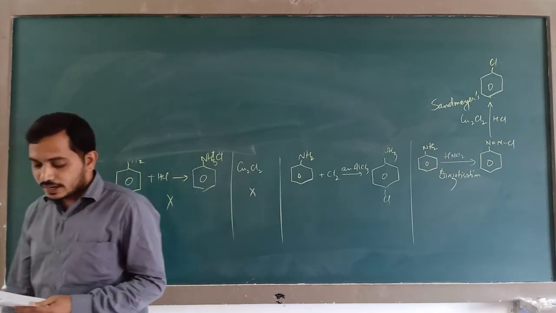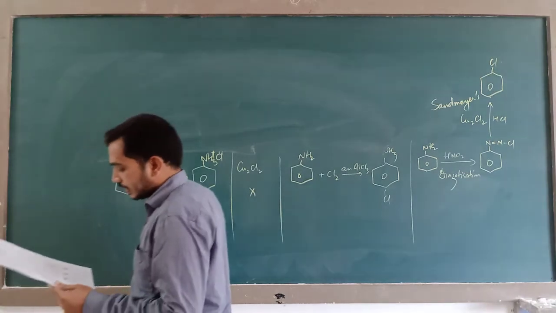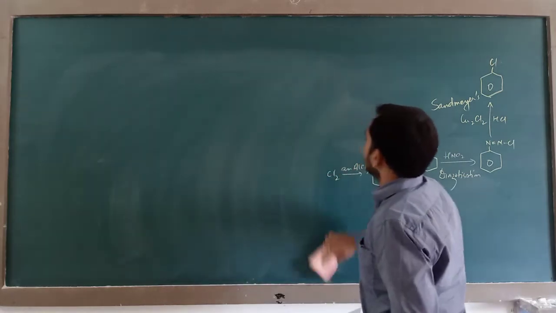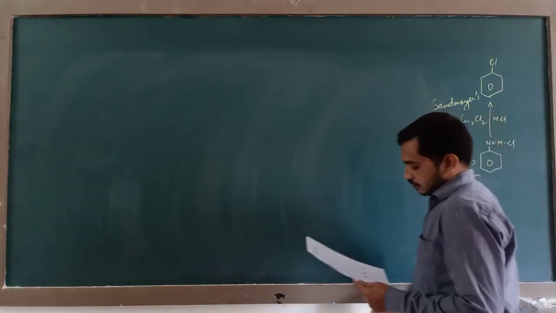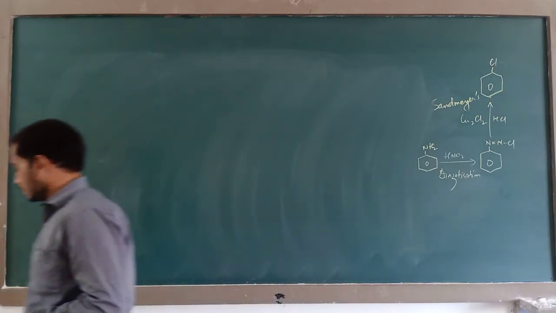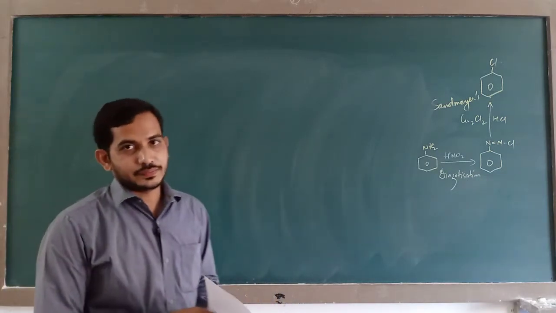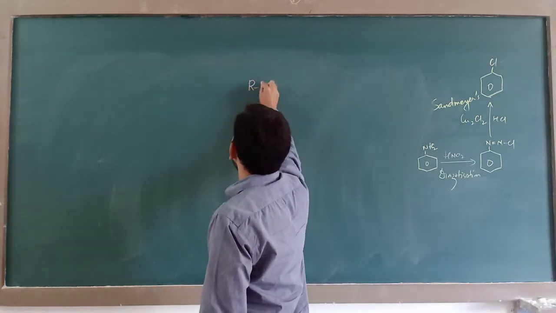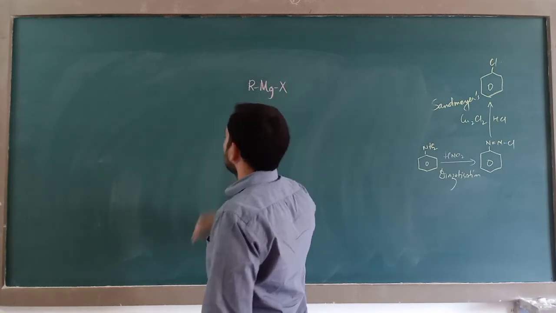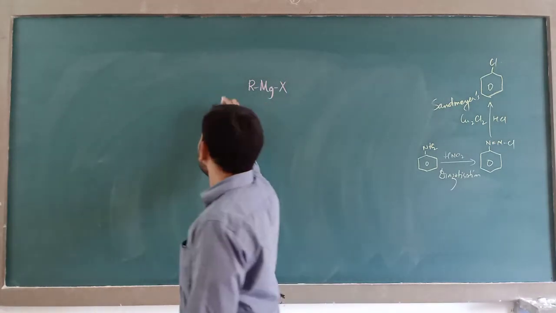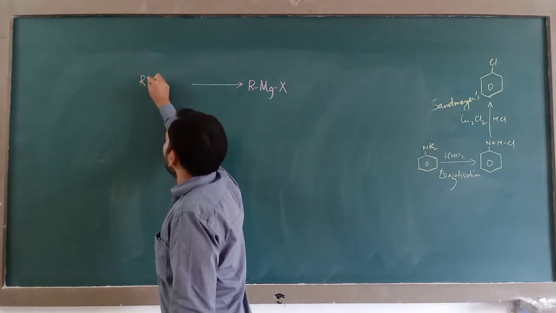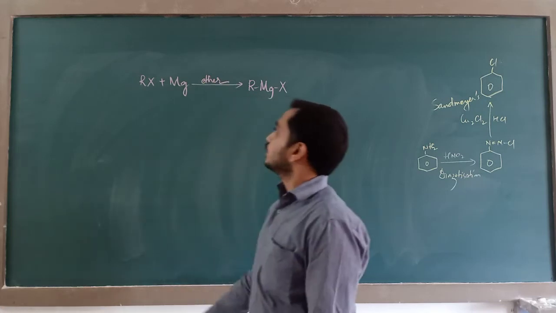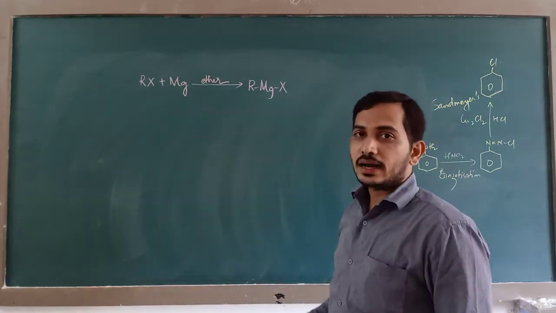Ninth question. A Grignard reagent may be made by reacting magnesium with. In Grignard reagents, they are alkyl magnesium halides and their general formula is RMgX. If you want to prepare a Grignard reagent, you need alkyl halide and magnesium in the presence of ether. Then you will get Grignard reagents, that is RMgX.